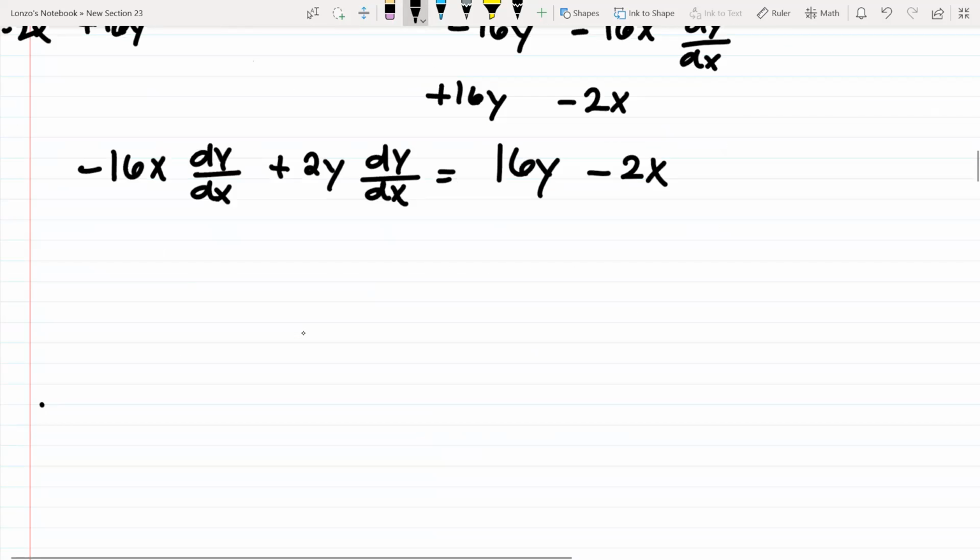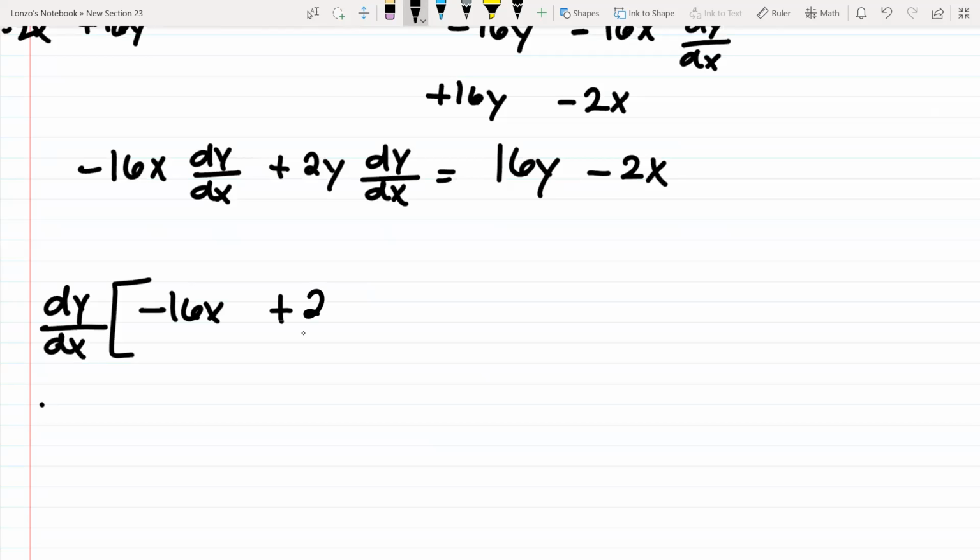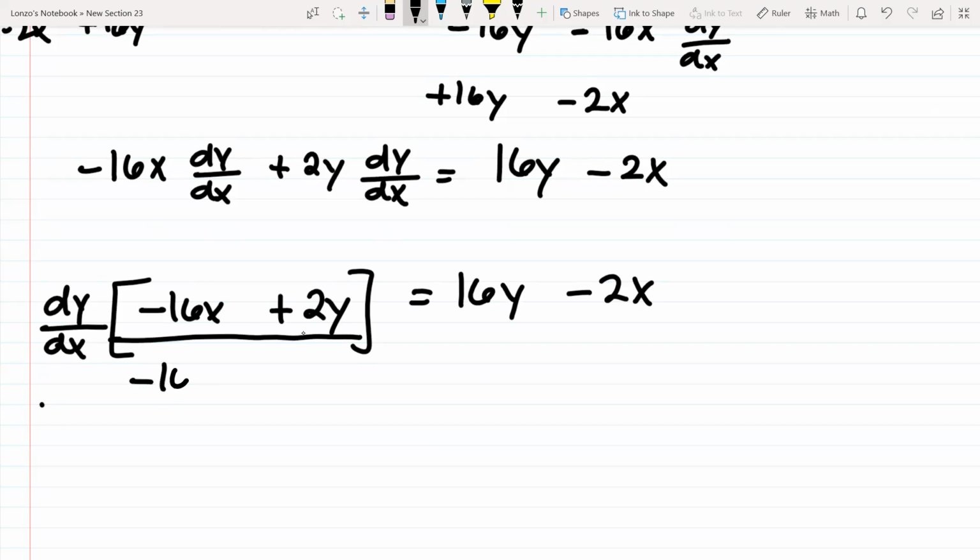And then factor out a dy/dx. So that would be negative 16x plus 2y, and that's going to be 16y minus 2x. And then get rid of this by dividing both sides by negative 16x plus 2y.